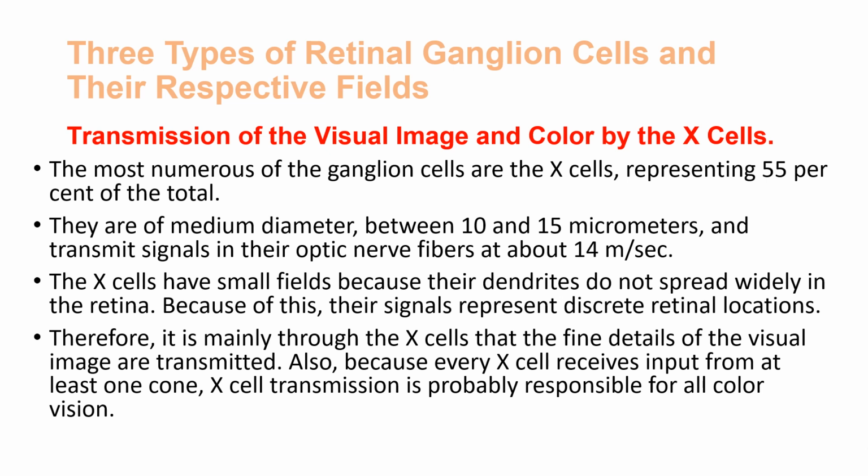Transmission of the visual image in color by the X cells. The most numerous of the ganglion cells are the X cells, representing 55% of the total. They are of medium diameter, between 10 and 15 micrometers, and transmit signals in their optic nerve fibers at about 14 m/sec. The X cells have small fields because their dendrites do not spread widely in the retina. Because of this, their signals represent discrete retinal locations. Therefore, it is mainly through the X cells that the fine details of the visual image are transmitted.